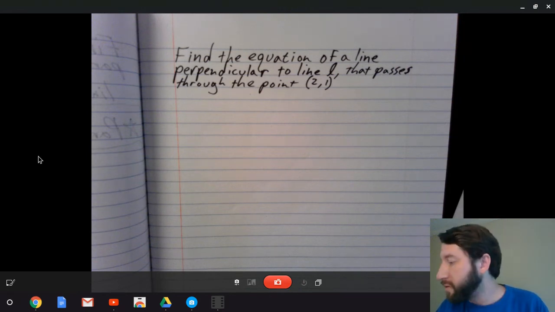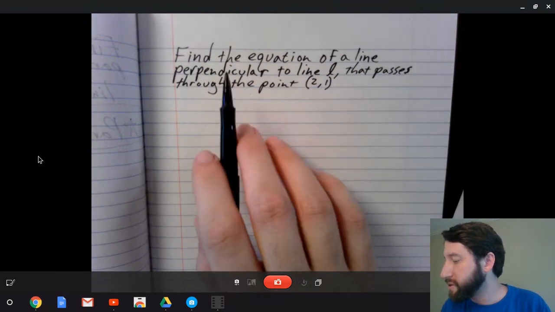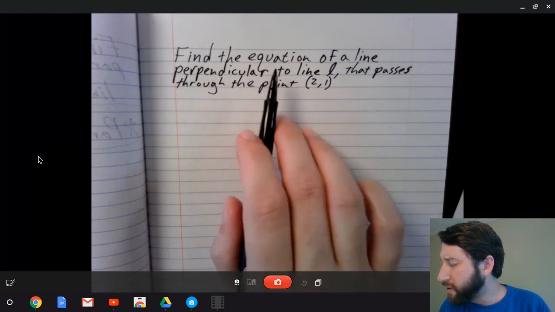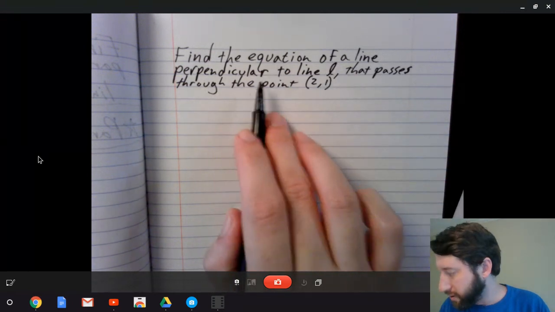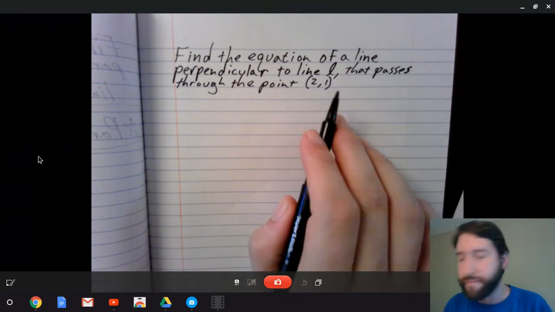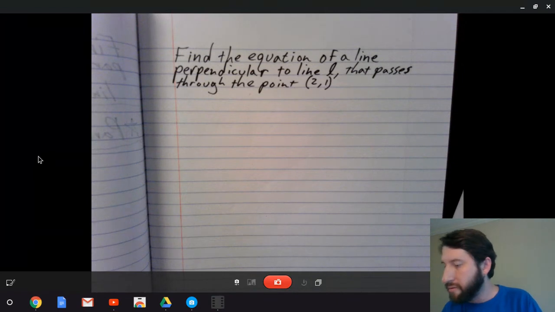All right, so let's move on to perpendicular lines. This is a question that gets asked a lot too. Find the equation of a line perpendicular to line L that passes through the point (2, 1). So I'm using the same point and the same original line, line L.